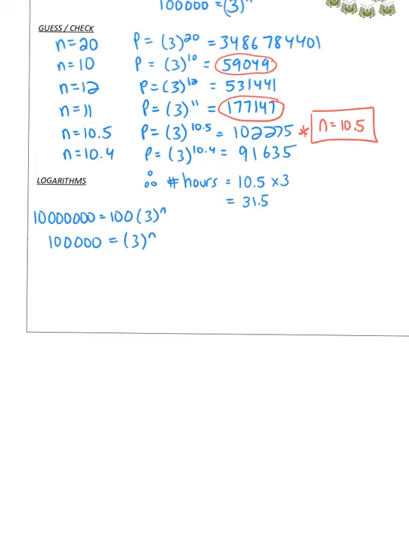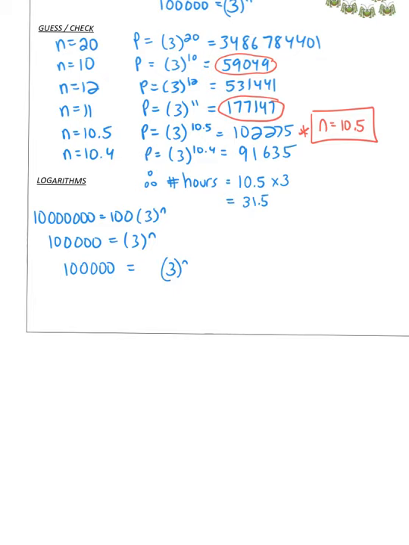So remember, before we started guessing and checking, we substituted in for the population and we divided by 100. And then we got 100,000 equals 3^n. We have to do that before we use a logarithm. On the one side of your equation, you're only able to have your base with your exponent before you use your logarithm. So you have to divide it by 100. You don't want to use a logarithm here until you divide by 100. So now we divided by 100, we're good to go.